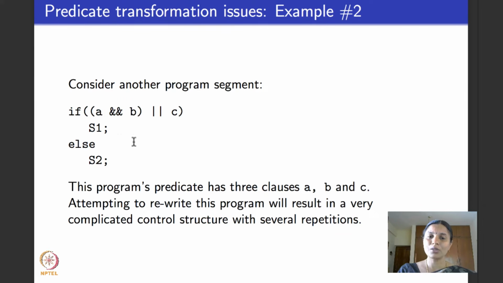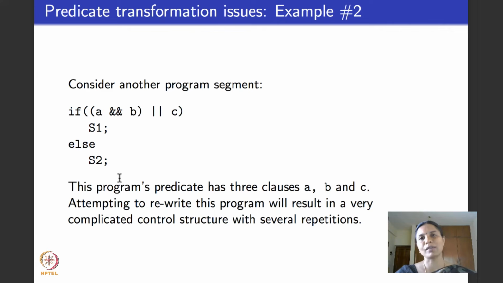Right? So this is easy to read, if you notice, because I can read this directly. Any programmer will understand what is happening here. It says if A and B is true or C is true, then you do S1. If it's the case that both of them are false, in which case the whole thing is false, then you do S2.